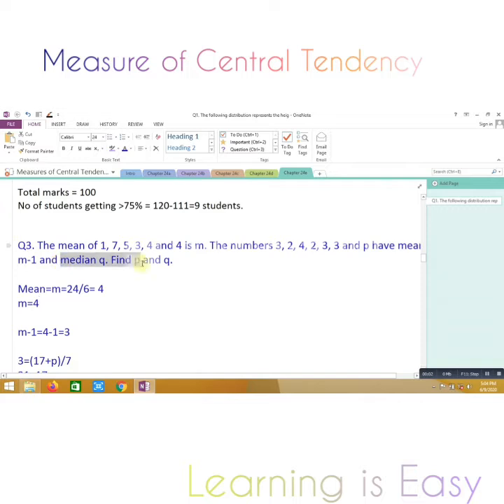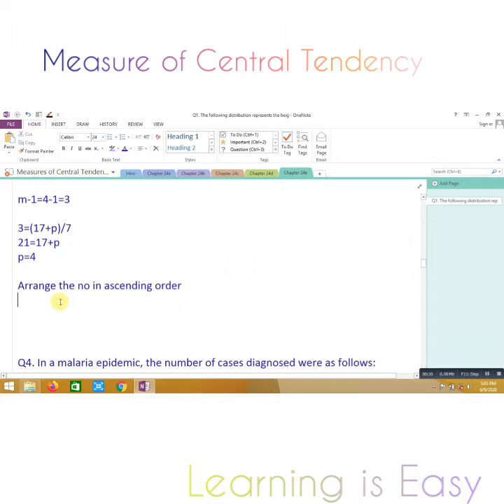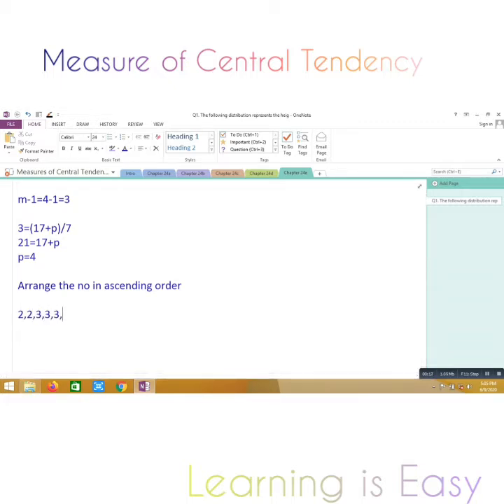Next we need to find the median, also q. So we need to arrange the numbers. Now we have them in ascending order and then see the median. So that's 2, 2, 3, 3, 3, 4, 4. So the median is the center middle value, that's 3 here. So median is equal to Q equal to 3.